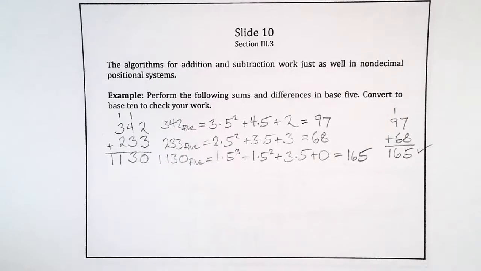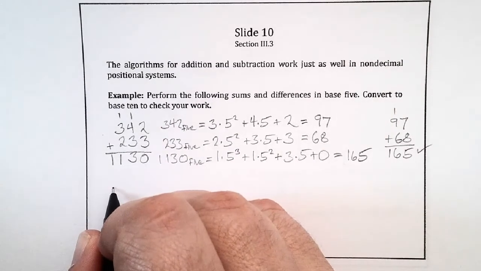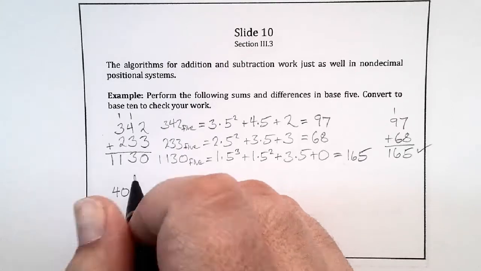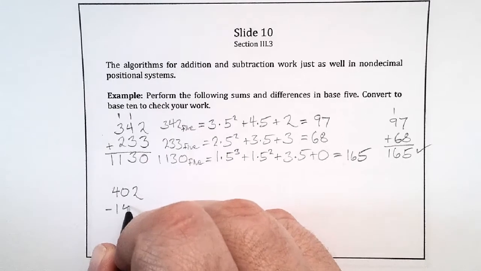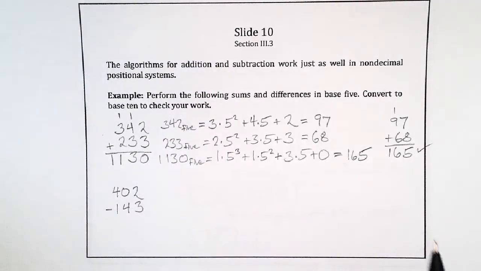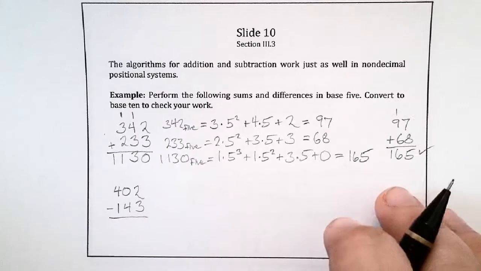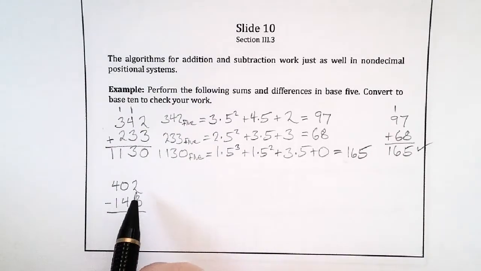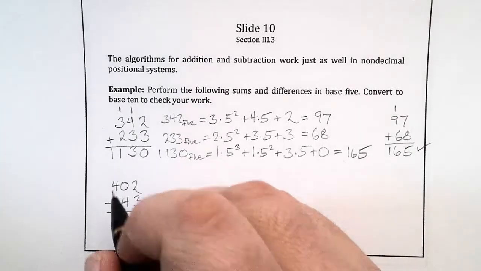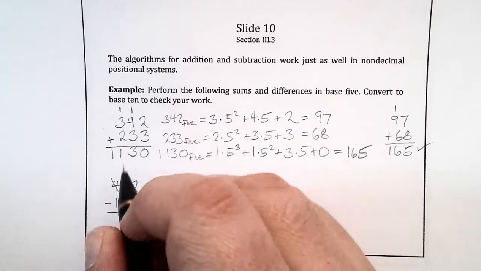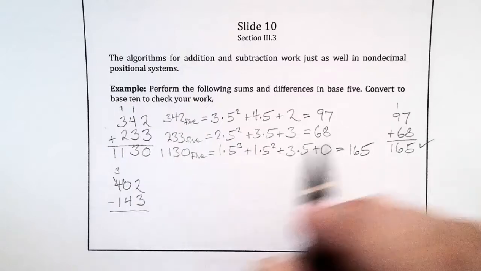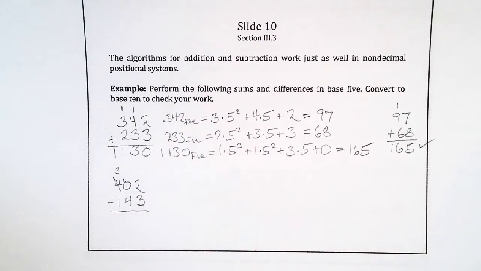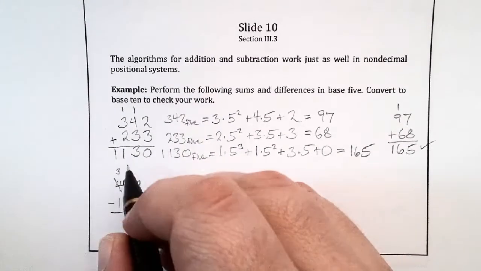Now let's try a subtraction. Let's say 402 base 5 minus 143 base 5. Now here, I can't do 2 minus 3, so I'm going to have to make an exchange. There's nothing in the 5s column, so I'm going to have to start with the 5 squareds column. So I'm going to exchange one of those for 5 fives in effect, but 5 is written as 10 right now.